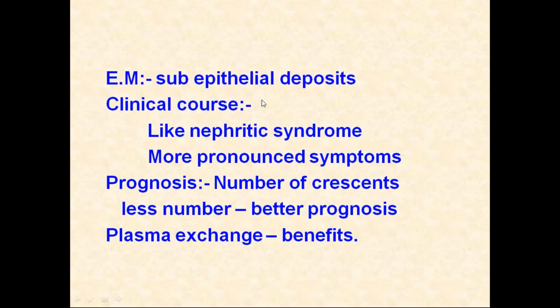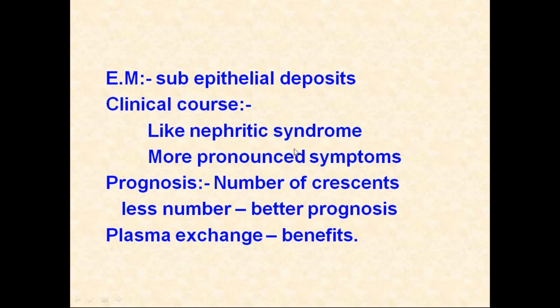Now, on electron microscopy, you have subepithelial deposits. What kind of deposits are in RPGN? You can see that it is subepithelial deposit. Like any nephritic syndrome, whatever clinical picture and symptoms you have are similar to nephritic syndrome, but more pronounced in this particular condition. The prognosis, how the patient recovers, depends upon the number of crescents. The more the number of crescents, the worse the prognosis. The fewer the crescents, the better the prognosis. And the therapy here is plasma exchange, which benefits the patient.